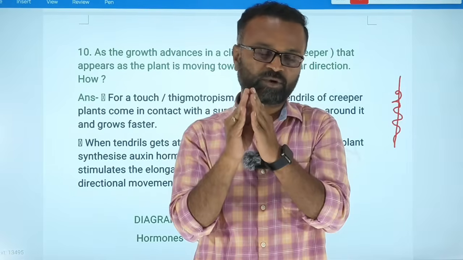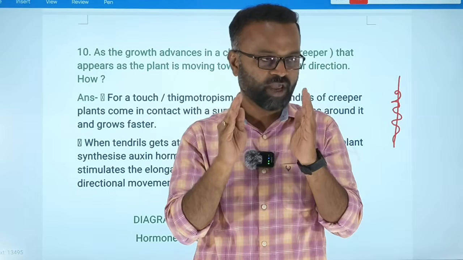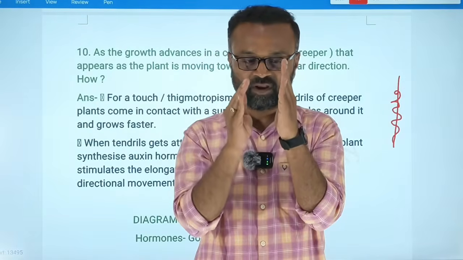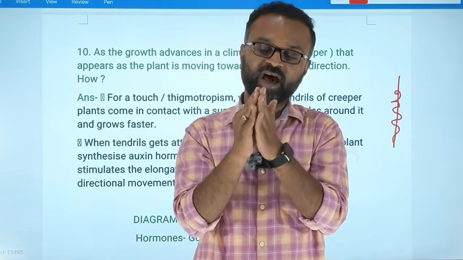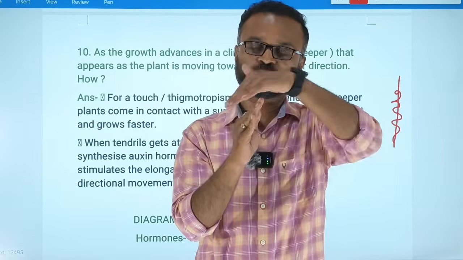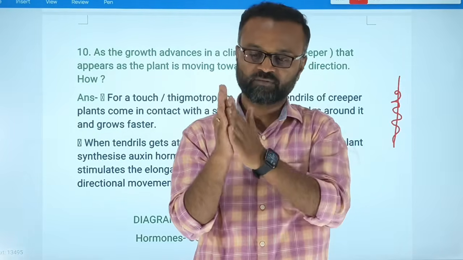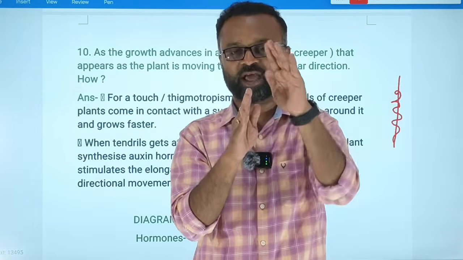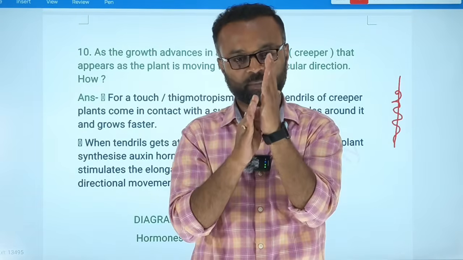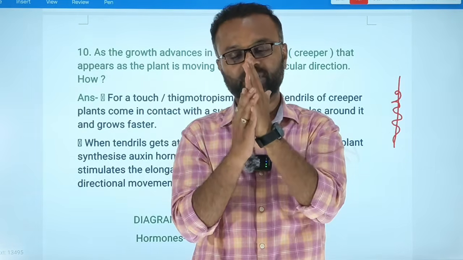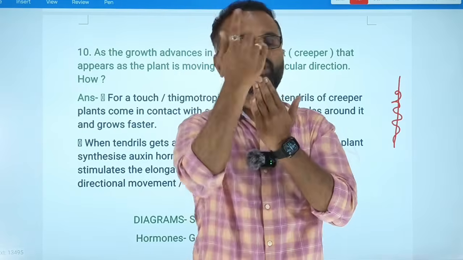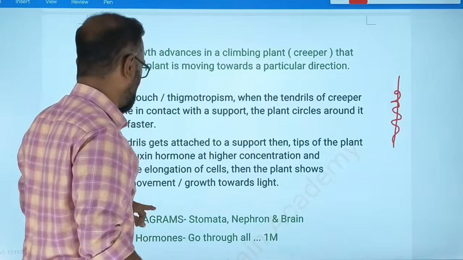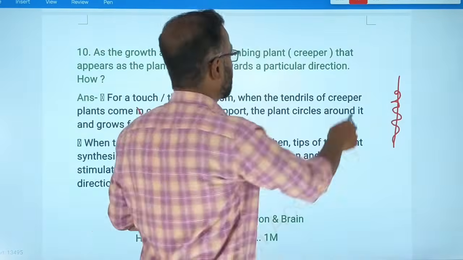The main function of auxin hormone is cell elongation. But they are also touch sensitive, like how they are light sensitive, touch sensitive. When the tip of the tendril touches the support, the auxin hormones from this side will shift to the other side, the untouched part. And here cell elongation will happen. Their growth will happen. Then what is happening now? Slowly this side growth will happen, meaning it starts coiling around the support, takes the support and starts growing. Understood? So here ends your top 10 questions and the diagram.